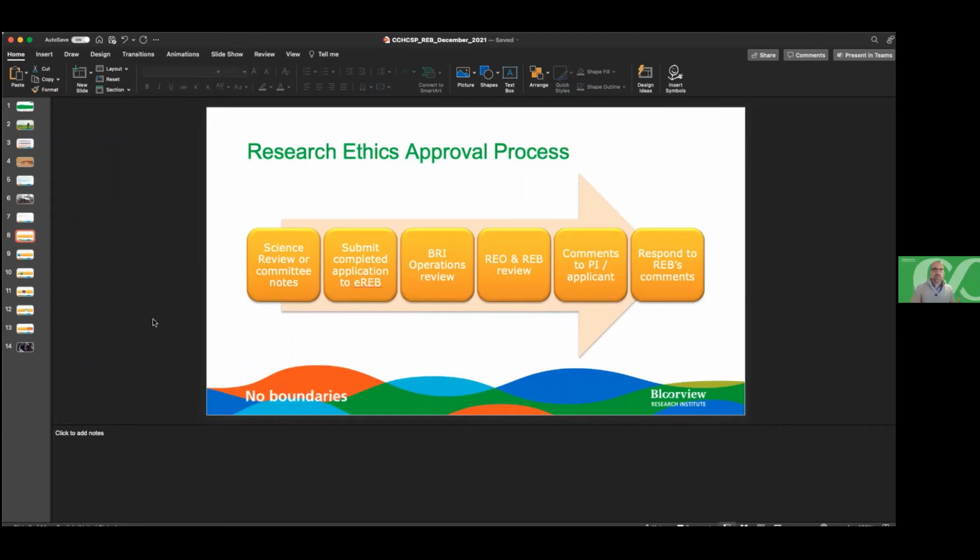So once that science review, which is led by the investigator in his or her lab, is complete, then that together with the protocol can be used to start filling in the research ethics office approval application that you're ultimately going to submit to the research ethics office and our research ethics board.